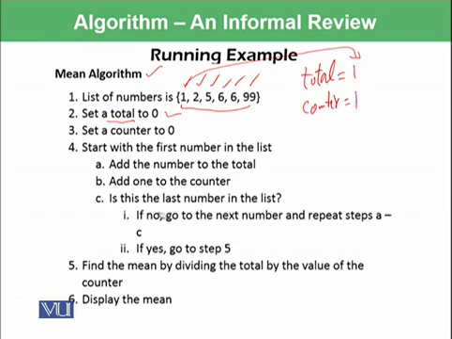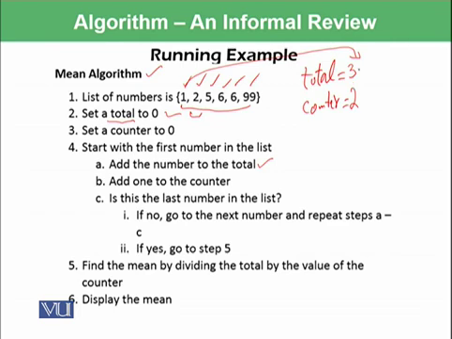Is this the last number in the list? No. If it is not, go to the next number and repeat steps A to C. So again, add the number to the total. This means 1 plus 2, as 2 is the next number. So 1 plus 2 is 3, and at the moment total has 3. These steps will be executed and the counter will become 2. The counter will be storing the number of iterations we have performed, and total will be storing the sum of all numbers.